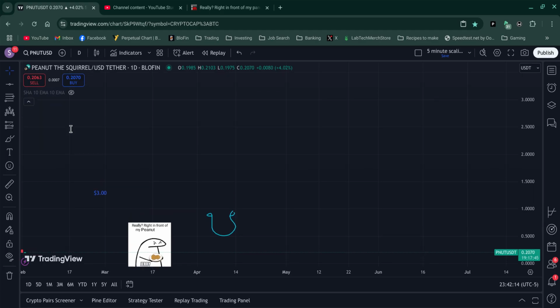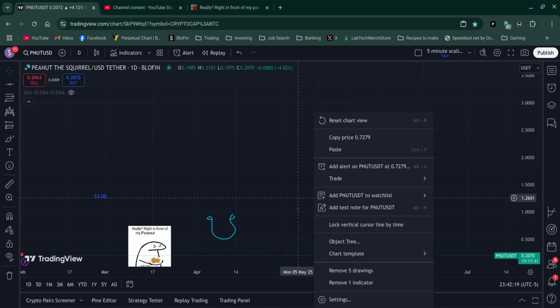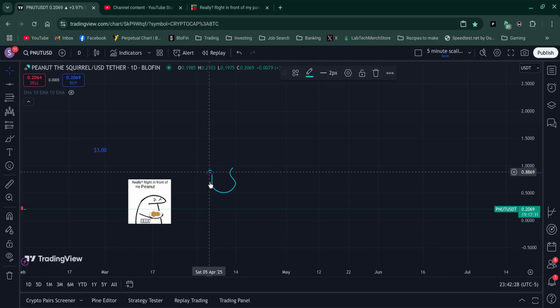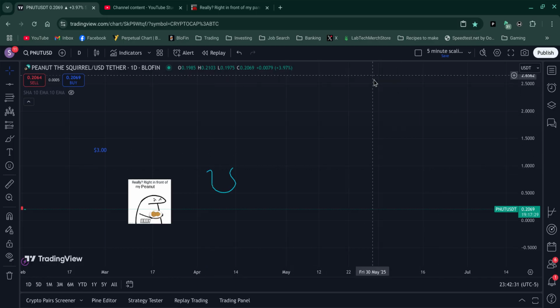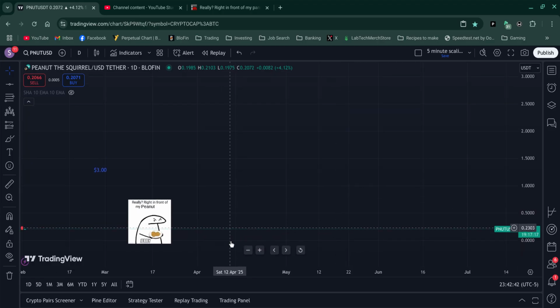So, let's say, for the sake of our example, that peanuts are trading at maybe, say, 50 cents, somewhere around there. The actual digital currency, Peanut the squirrel, is currently trading at about 20 cents, actually. But for the purpose of our example, it doesn't really matter. Let's say it's trading around 50 cents.